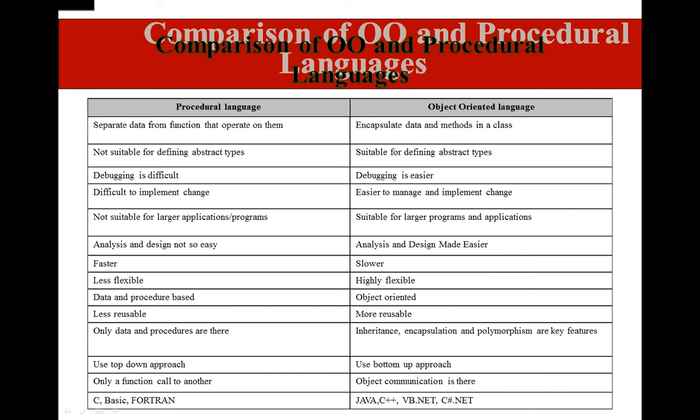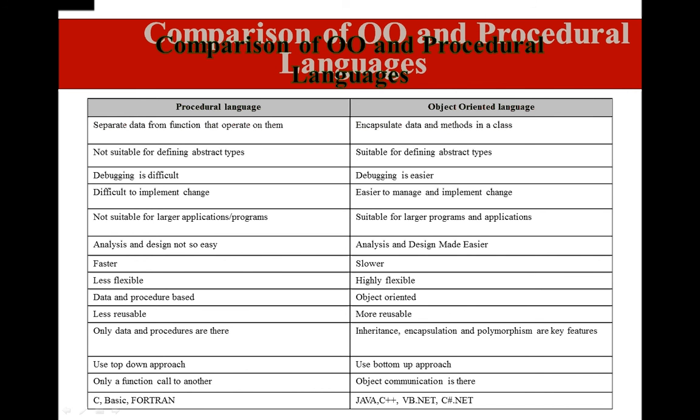Procedural programming is data and procedures based, whereas this is object-oriented based. And reusability is there, but it is not up to the mark, whereas object-oriented programming is more reusable. Only data and procedures are there in procedural programming, whereas in object-oriented programming we have the concepts of inheritance, encapsulation, polymorphism, etc.